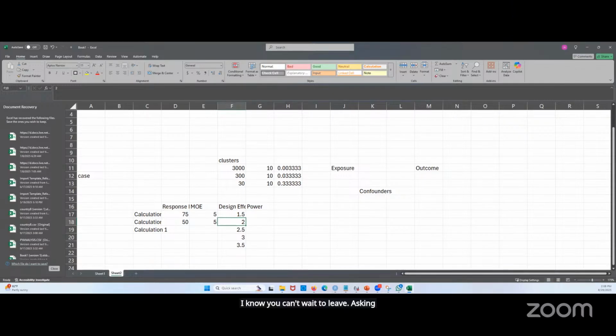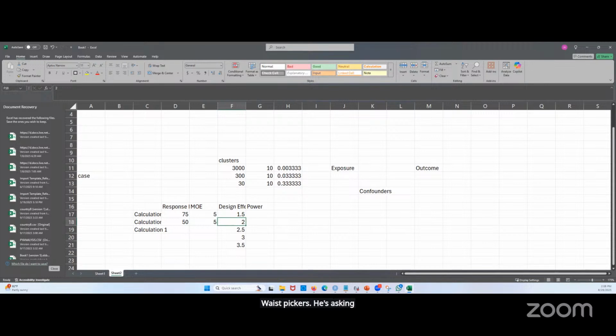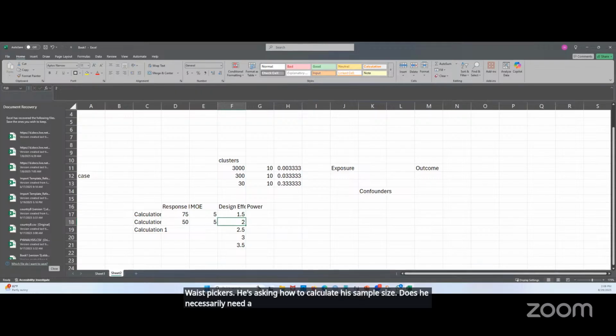Asking for a friend. He's doing a panel study to assess how methane gas and PM and weather conditions affect respiratory diseases among waste pickers. He's asking how to calculate his sample size. Does he necessarily need a comparison group for such a study?